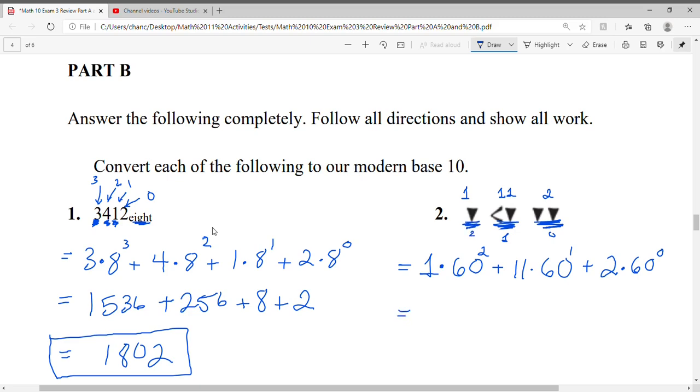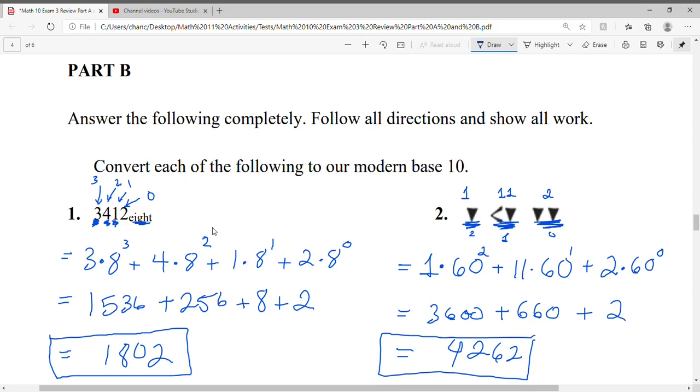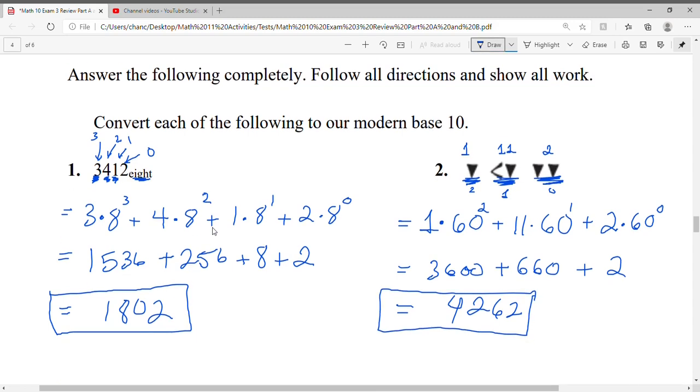So we can write our solution now. 60 squared times 1, that's 3,600. 11 times 60, that's 660. And 2 times 60 to the 0, that's 2. Let's add all of this up. And I have 4,262. So this is equivalent to 4,262 converted from Babylonian.